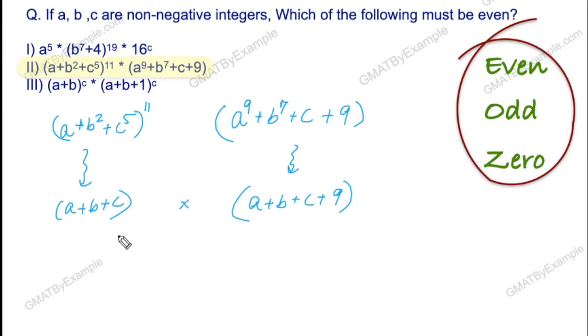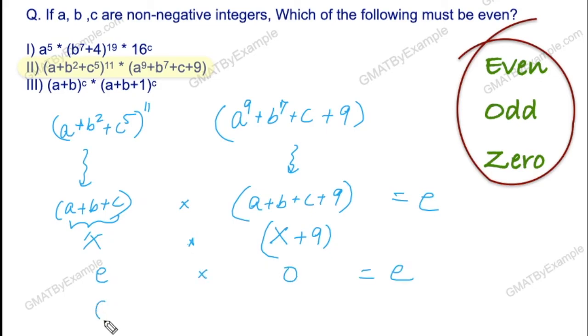At this point, you can start taking different values of a, b and c and come to the conclusion that this will always be even. But I will give you a simpler idea and method. Combine a plus b plus c and call it x. So you have this as x, and this becomes x plus 9. You have x multiplied by x plus 9. If x were even, then x plus 9 would be even plus odd, odd, and the product is even. If x were odd, then x plus 9 will be odd plus odd, even, and the product will be again even. So this will always be even. Hence, choice number 2 is definitely even.